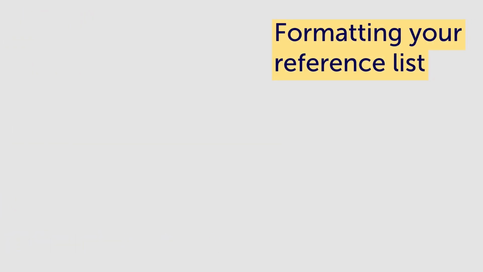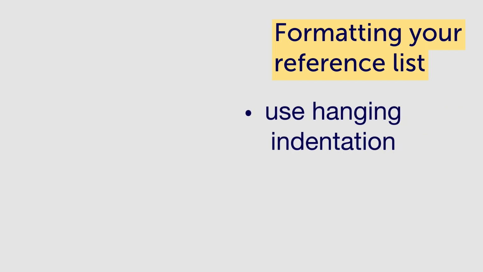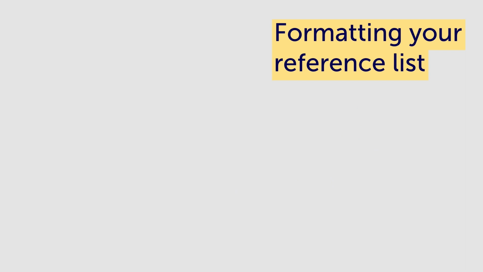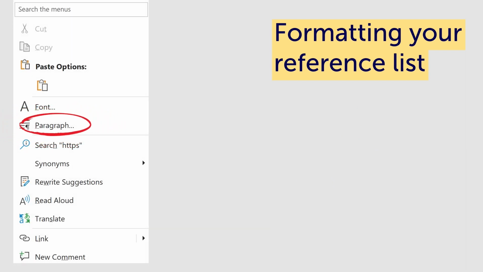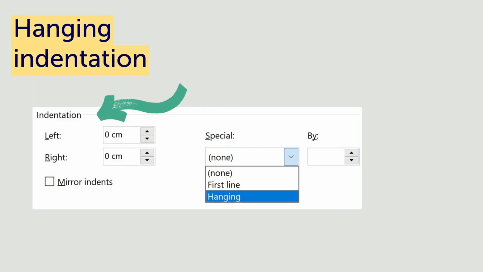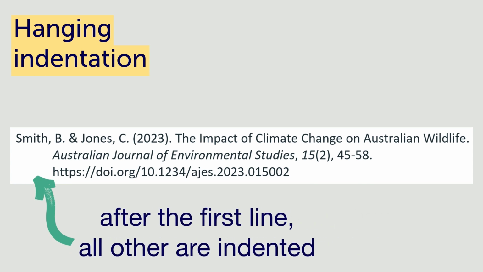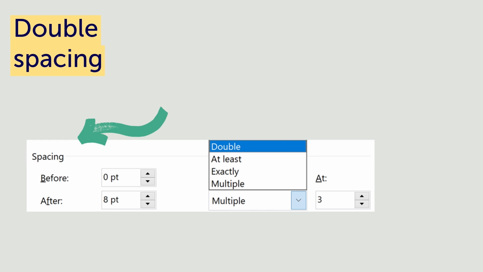Now that you've written out your references, it's time to do a little bit of formatting. For example, we need to use hanging indentation and double space our text. For this, highlight all of your references and head to the Paragraphs option on the context menu. With the Paragraph menu open, go to the Indentation section and change the indentation option to hanging. This will make the first line of each reference begin at the margin and indent the subsequent lines. Now go to the Spacing section and change the line spacing to double and then click OK.